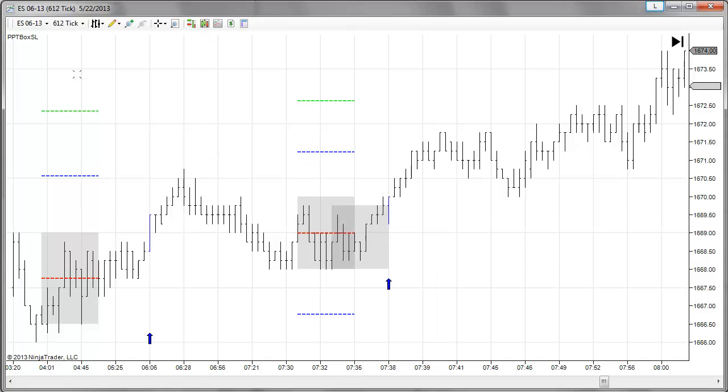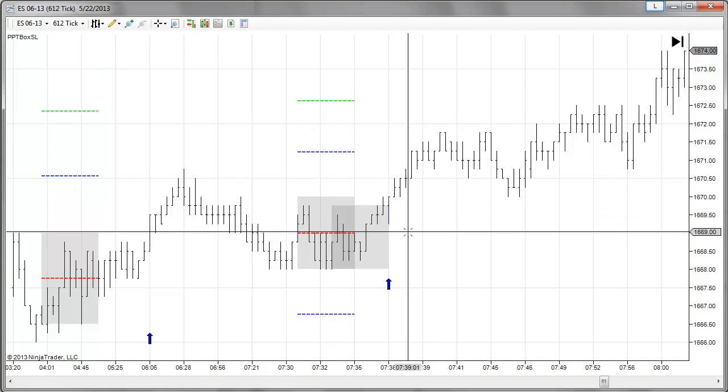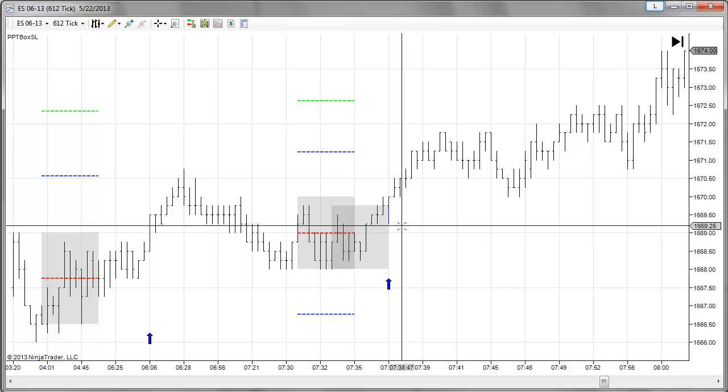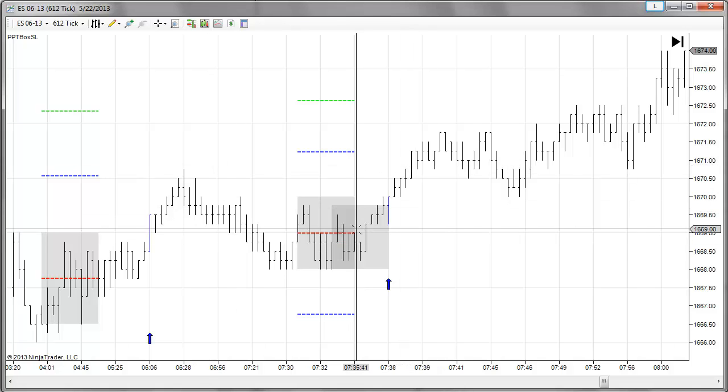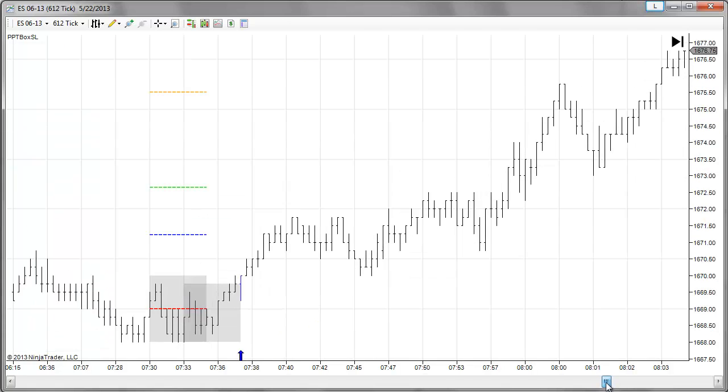And this chart we've been using for many, many years in all types of markets. It's very effective, especially with the box. And so that's what we use. So a 612 tick chart on the ES, try it out. I don't think you won't like it.